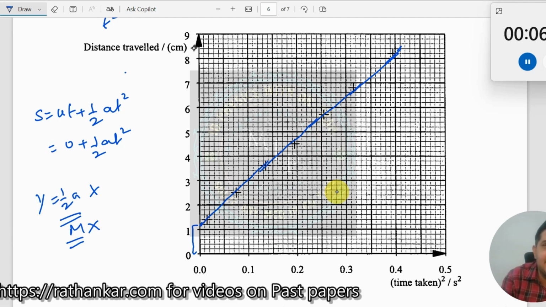I don't have a scale here. I will not be able to do that here. So let me draw it approximately. Don't say I have biased it.